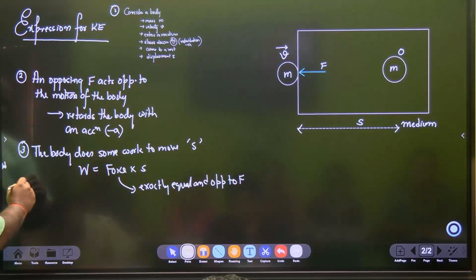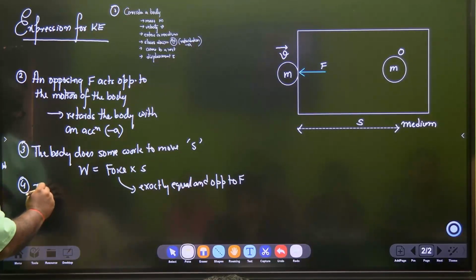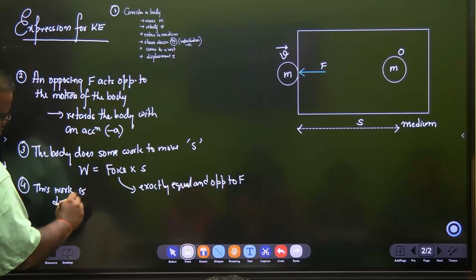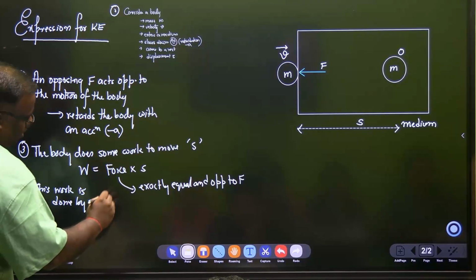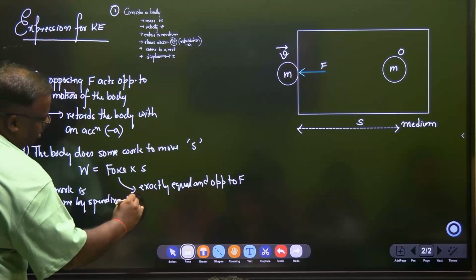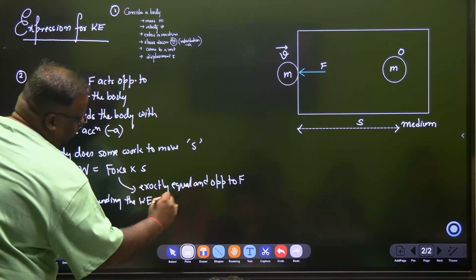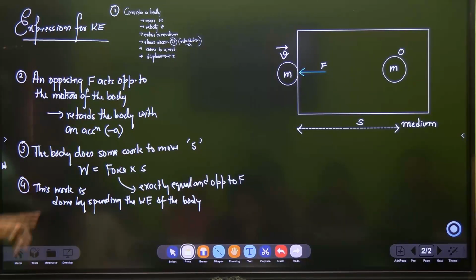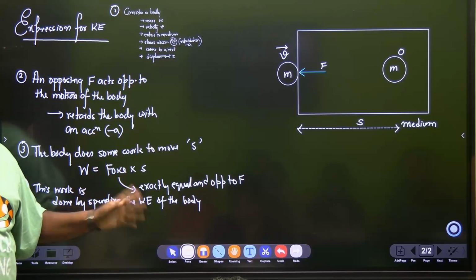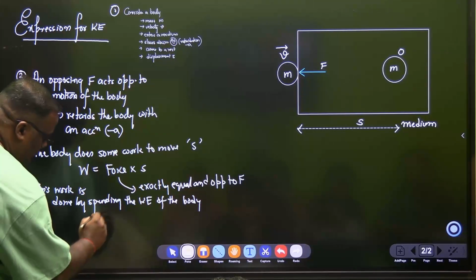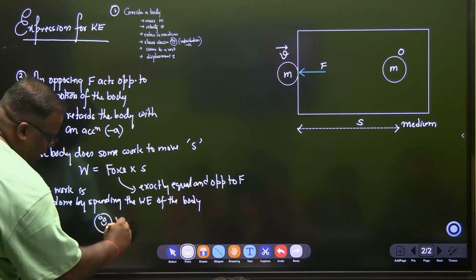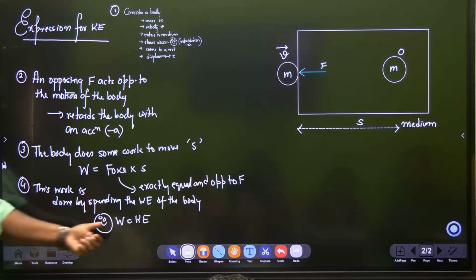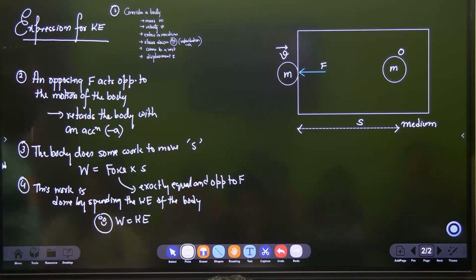And then the fourth point I'm writing: this work is done by spending the KE of the body. How did the body do this work? To do work, you need energy. This work must be done by spending the kinetic energy of the body. So our nice thing is, if we can calculate work, then we can get the value of kinetic energy. This is our target. Now we'll get an expression for this work, and that should be the kinetic energy.